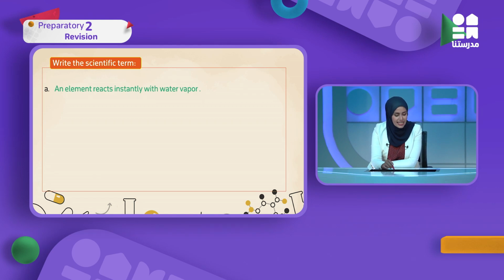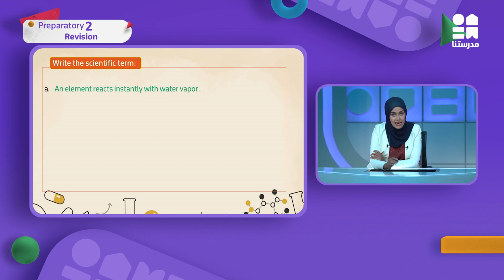Let's answer some write-the-scientific-term questions. A. An element reacts instantly with water vapor. Remember the chemical activity series? Who was at the top? I had potassium and sodium. Potassium and sodium are very, very active. So when I ask about an element that reacts instantly, it means it is very active with water vapor. This is potassium and sodium, in order: potassium then sodium.